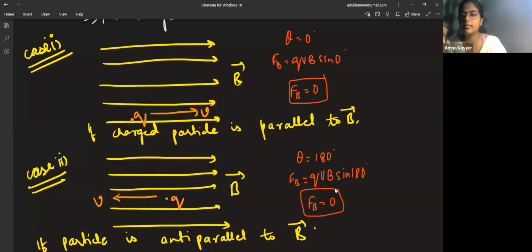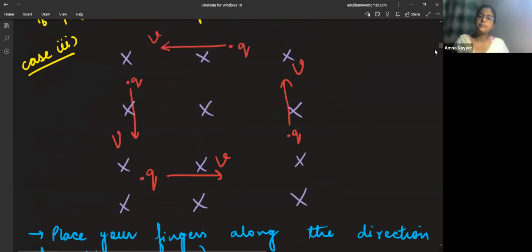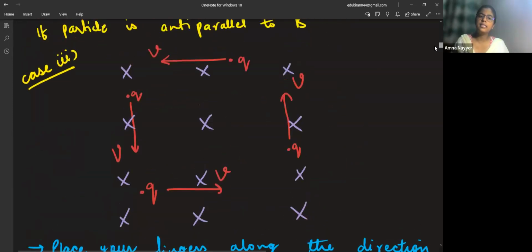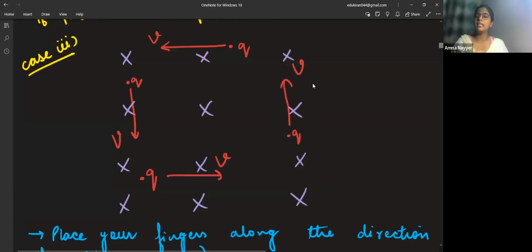Third case is a little different, not as simple as theta 0, 180, or 90 degrees. See, this is the third case, if the charged particle is moving along this direction, we have to find out the direction of force. So how do we find the direction of force? See, in which direction is the motion? Means the direction of velocity.